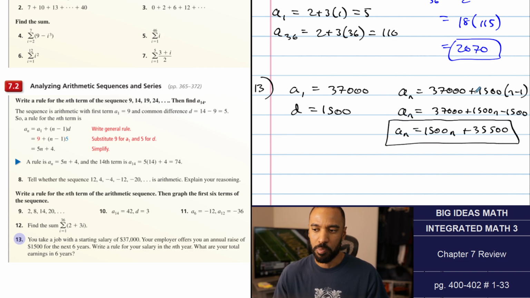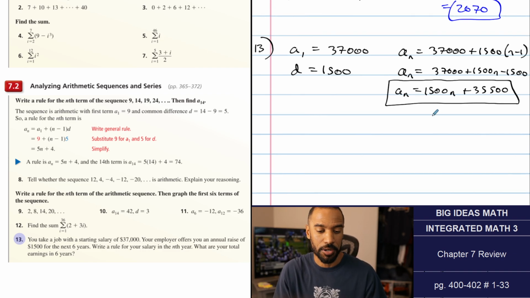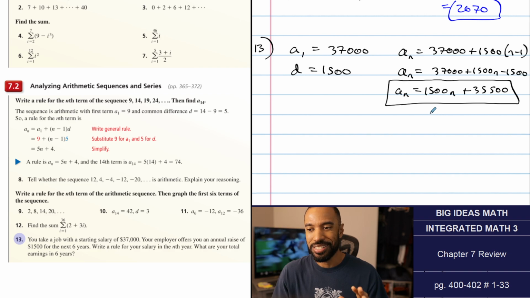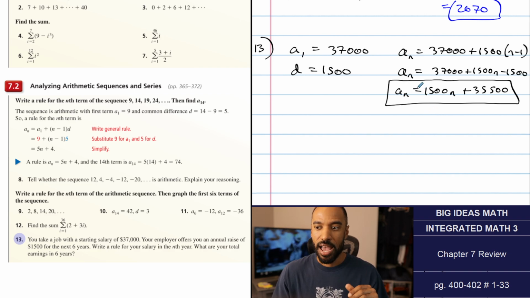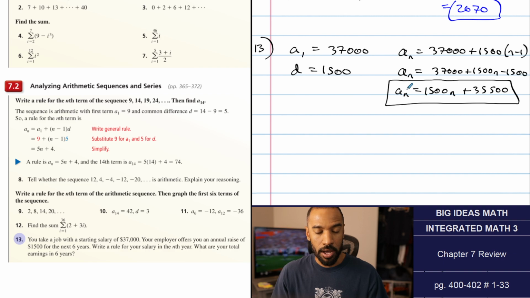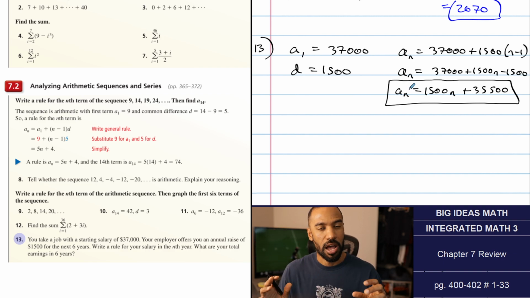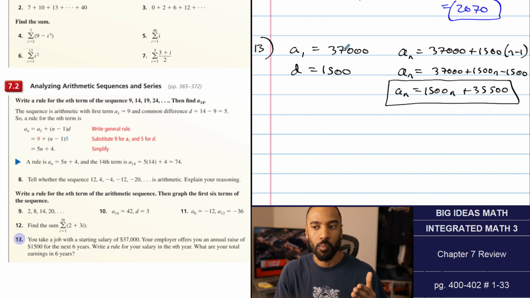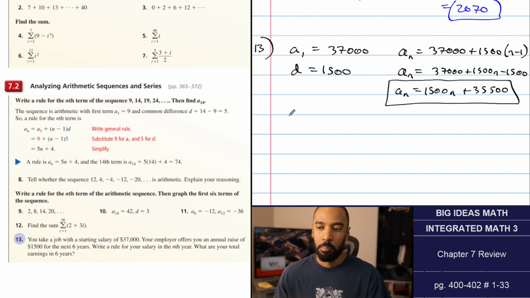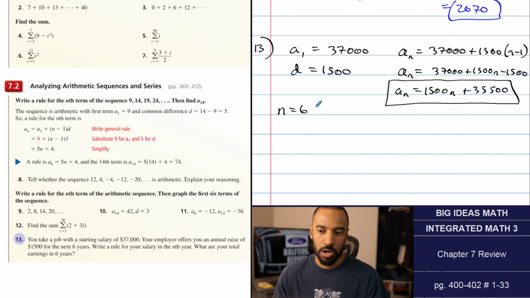That's arithmetic sequence based. So in the 10th year, I could plug in 10 and figure out how much I'm making for that year. They do ask, what are your total earnings in 6 years? So they're not asking how much money you make on the 6th year. They're asking, what is the sum of those 6 years? Now, 6 terms is not very much, I could add all those together. But as far as practicing that sum formula, we do need the first term, the number of terms, and the value of the last term.